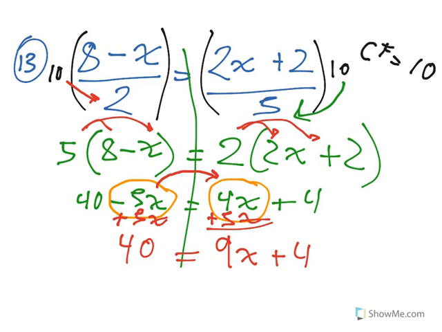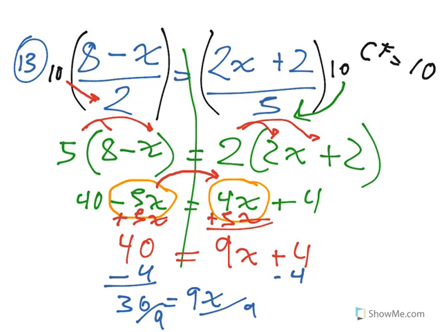How do we get the 9x by itself? We take the positive 4, we flip it, it becomes a negative. We have 36 equals 9x. And the last step is dividing. 36 divided by 9 is 4. So x equals 4. Okay, and that is our answer, and you can actually double check it and plug it back into that equation and see if this works.